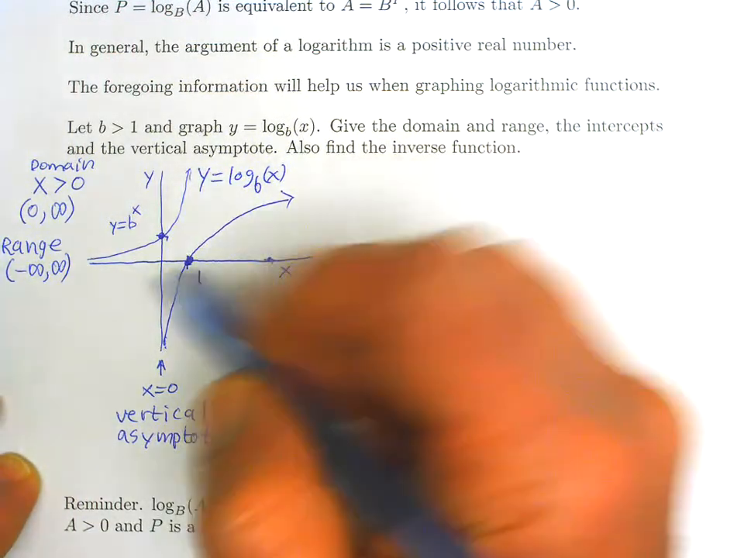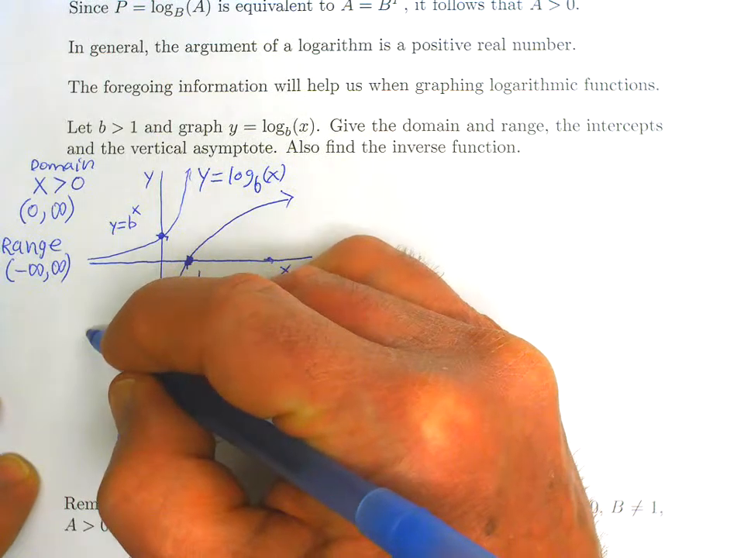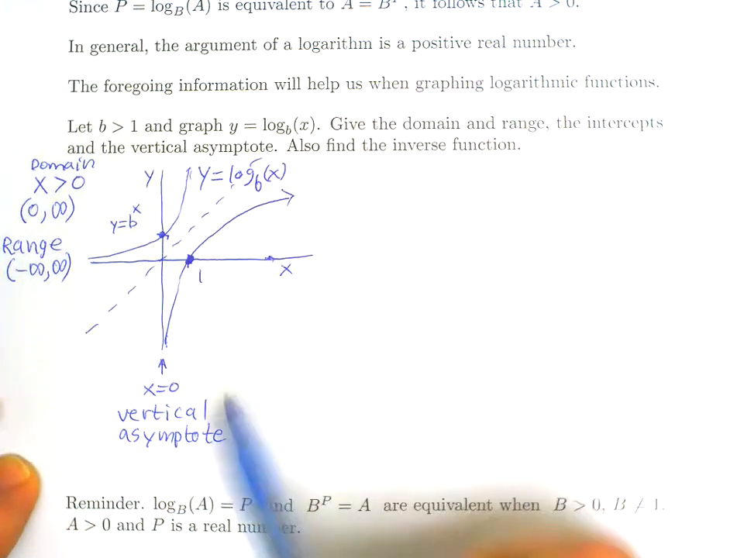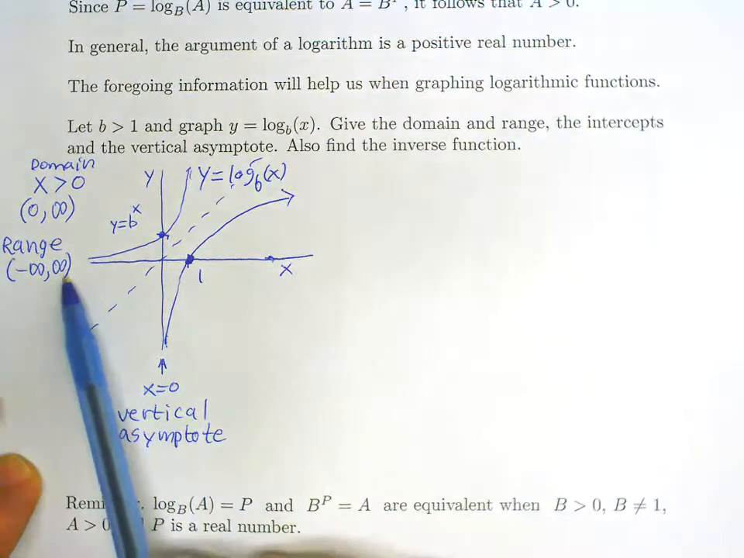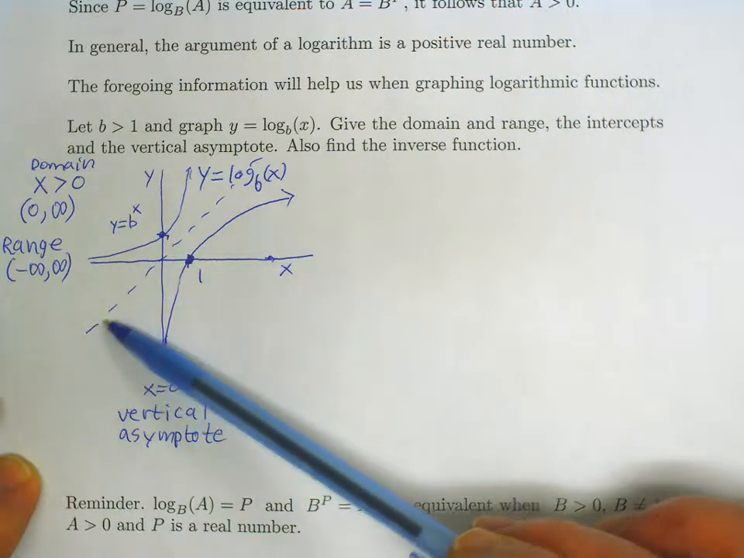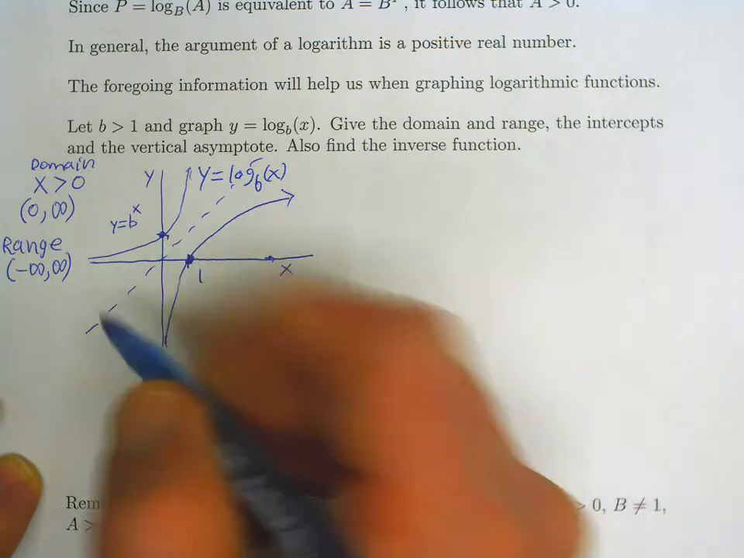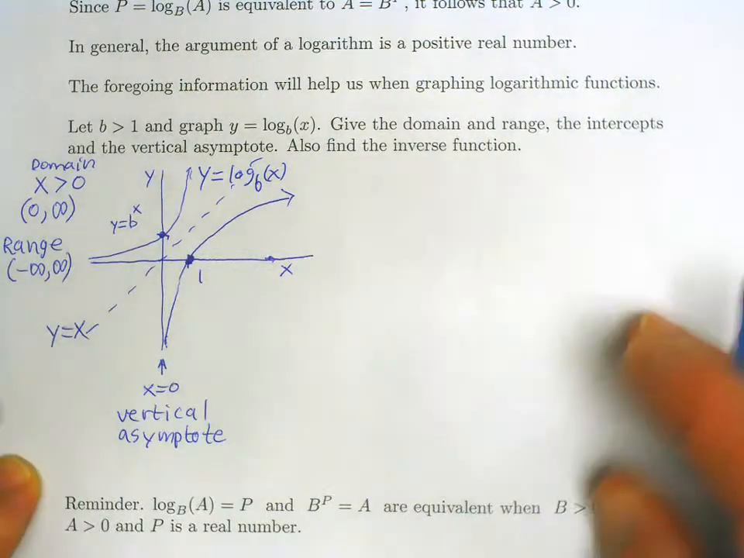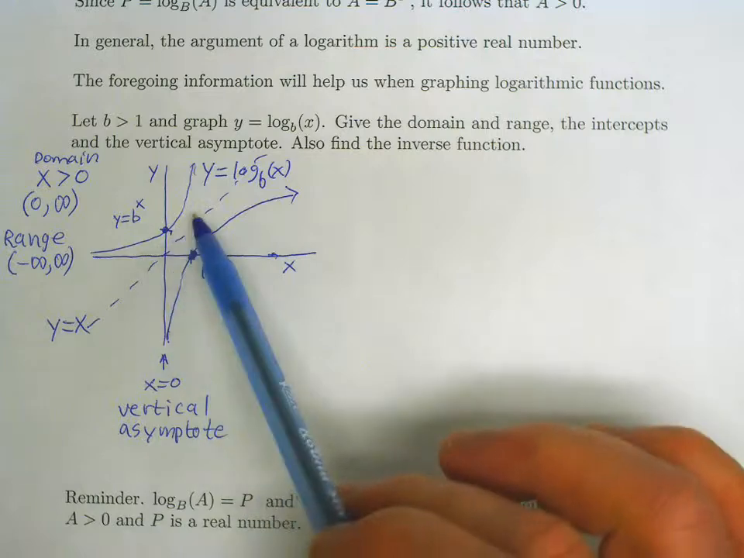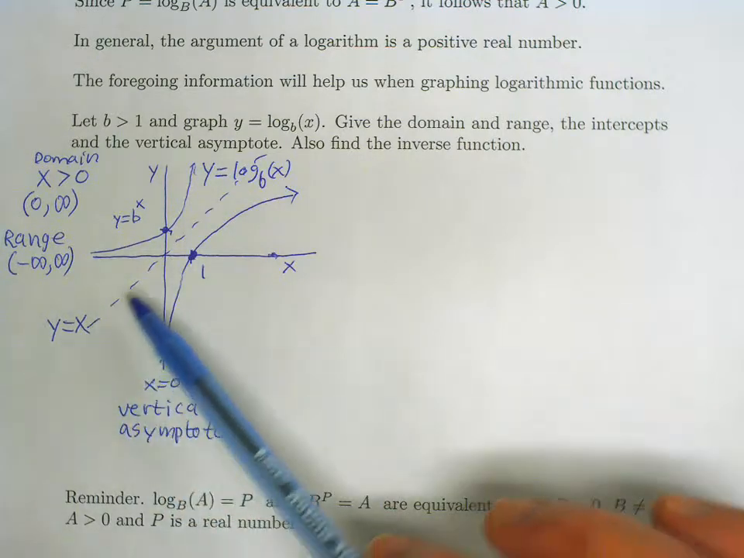And we also mentioned that whenever you graph a function together with its inverse function, the two graphs are symmetric with respect to the line y equals x. So the graphs aren't perfect, but hopefully you'll get the idea.